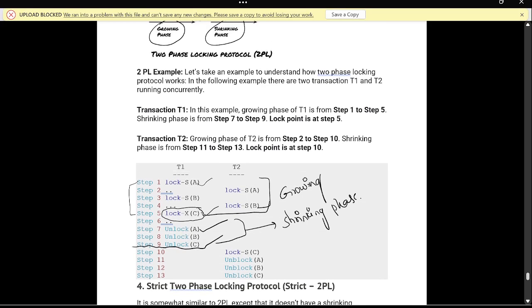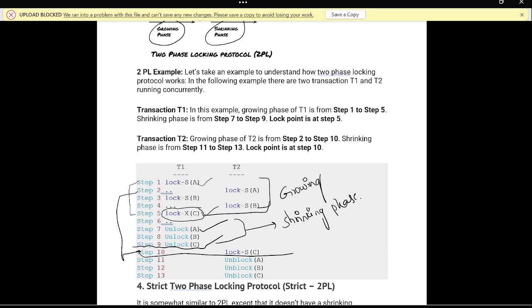In the transaction T2, if you see, from step 2 to step 10, up to here we are holding locks, no? Up to here we are holding locks. That is nothing but T2 holding up to here. In steps 11, 12, 13, we are not going to call it a growing phase, because we are unlocking, we are releasing the locks whatever I held. So up to step 10 is the growing phase, and this is the shrinking phase.